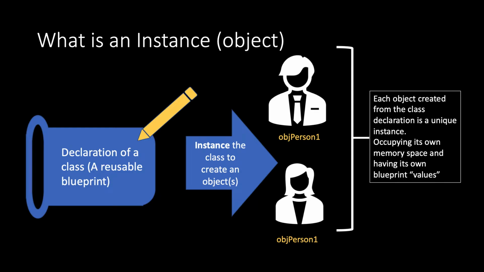Objects are the tangible things that we deal with in code. And in this slide here, you can see that we've instanced a class to create, in this case, two objects, objPerson1 and objPerson2, and each one of those is unique. They occupy their own space in memory, and they have their own attributes and their own methods.